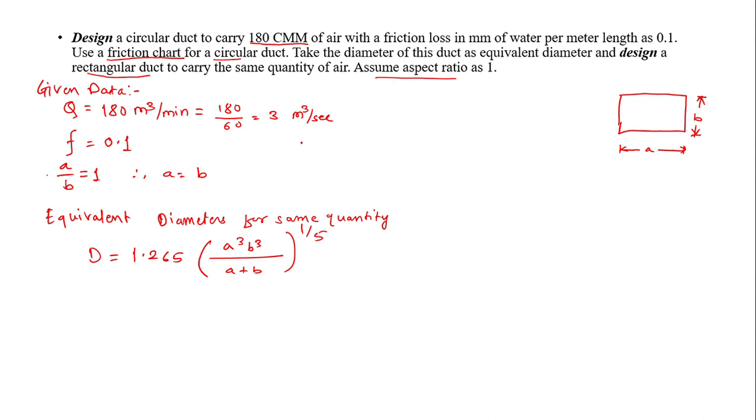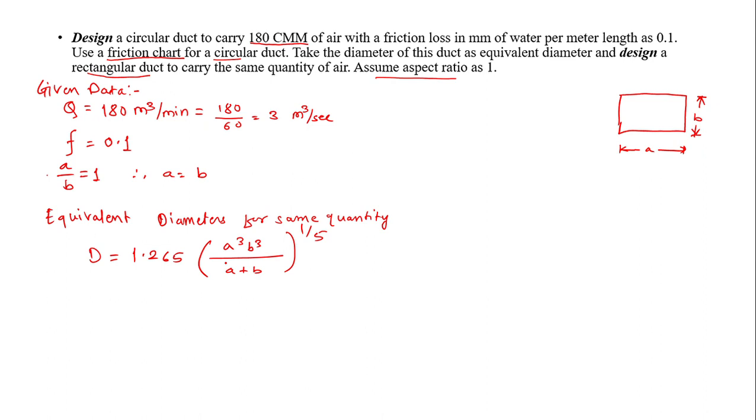So here is the friction chart. In the friction chart, the y-axis is the air volume in meter cube per second, which is the value Q in our case, and this is the friction loss in mm of water per meter length, which is the value F. If you go back to the numerical statement, the Q value is 3 meter cube per second and F is 0.1. So this is the line for 3 meter cube per second, and the friction loss is 0.1 mm of water per meter length, so this is that line. Wherever these two lines intersect, that is this point. With respect to this point, I am supposed to find out what the diameter D is.